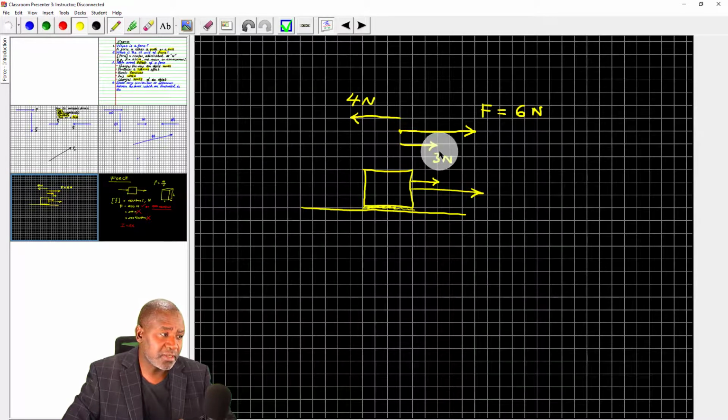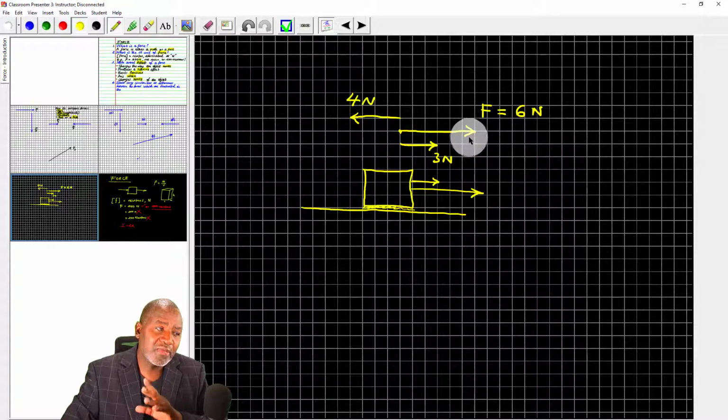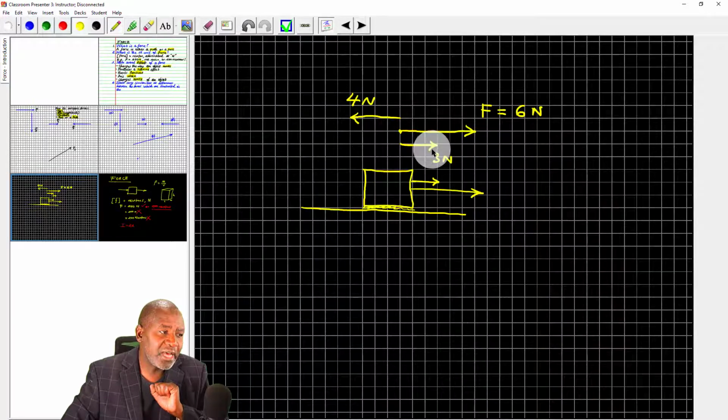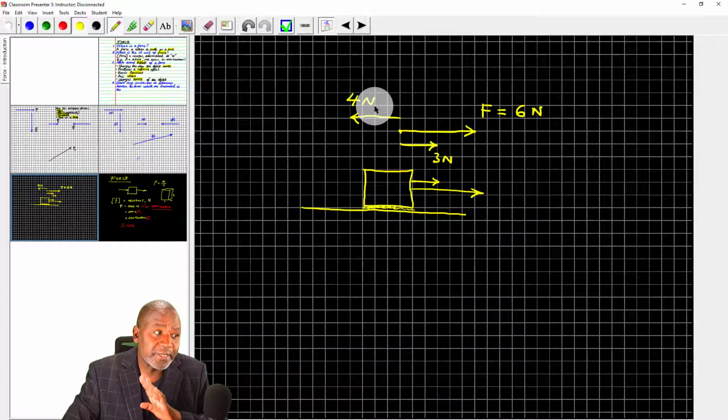For instance, this force and this force, they are similar in the sense that they are acting in the same direction. Look at the arrow, both of them are pointing to the right. So they are similar in that sense. But they are different when it comes to the size. This one has a smaller magnitude compared to this. This 4 Newton force is different from these two in both ways. It's acting in a different direction, and it has got a different magnitude.